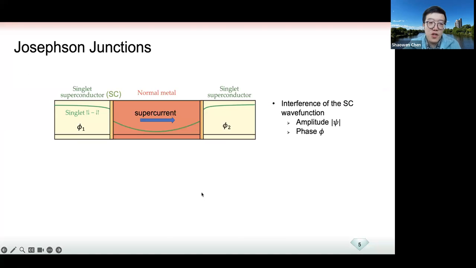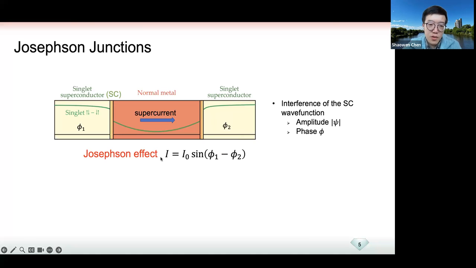Okay, so the basics of the Josephson junction is like this. You take two superconductors and you have some non-superconducting material in the middle. The wave function of the superconductor will tunnel into this normal metal and they will interfere, which causes the supercurrent to flow in the metal. And the Josephson current is essentially given by the sine of the phase difference between these two superconductors.